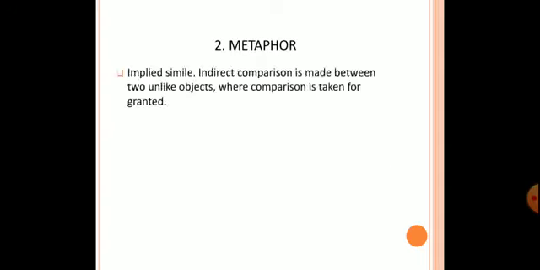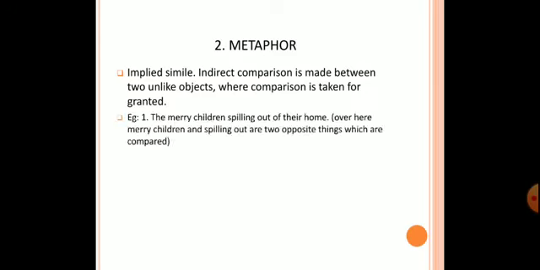metaphor. Definition: implied simile, which means it is opposite to simile. An indirect comparison is made between two unlike objects where the comparison is taken for granted. So it is opposite to simile. Over here there are two indirect or opposite things, and still they are compared with each other, or we can say the comparison is taken for granted.